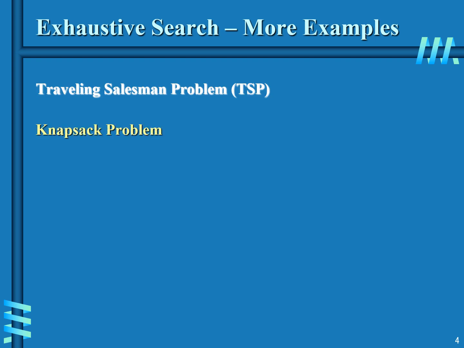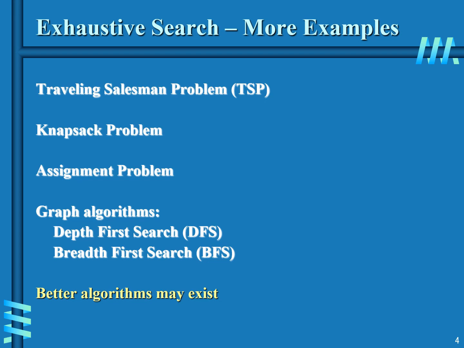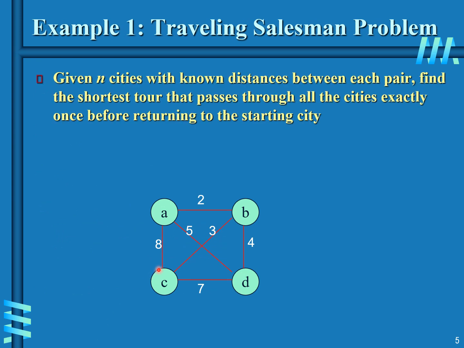Among the feasible solutions, select the one which satisfies the objective. There are several problems which can be solved under exhaustive search: the traveling salesman problem, knapsack problem, assignment problem, and graph algorithms, DFS and BFS. First we'll discuss the traveling salesman problem.